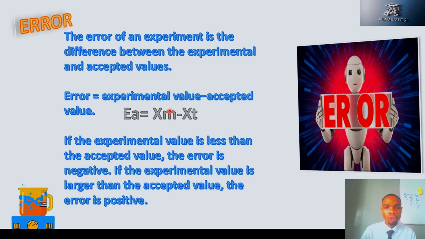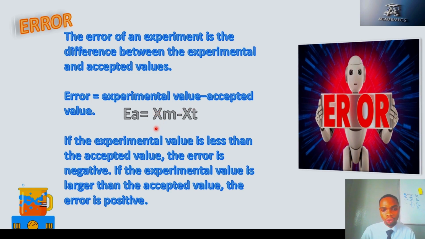For example, if what you measured is 5 meters and what is acceptable is 6 meters, when you get the difference, you get a negative value. That means your error is negative. But let's say you measured 7 meters and what is acceptable is 6. When you get the difference, it will give you +1. So that means your error is positive. That is what these things are trying to say.